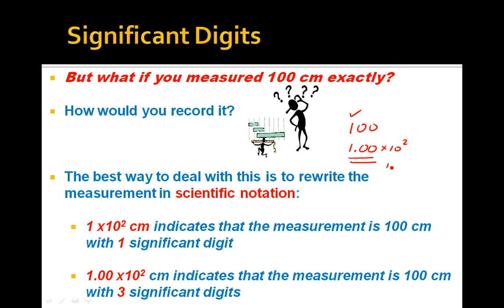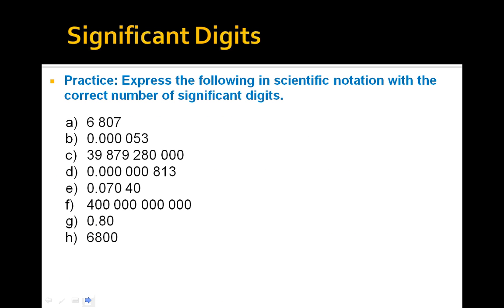If I, however, wrote it as this, I would know that's an estimate. It's not a very good measurement. So scientific notation is the best way to do this. So what I'd like you to do, just like before, is figure out how many significant digits we have here, and then rewrite the number in scientific notation. Remember the rules. Placeholders are not significant. Trailing zeros are. 1 to 9 are. So pause the video at this point and then check your answers.